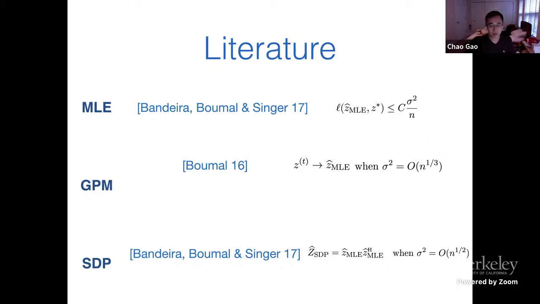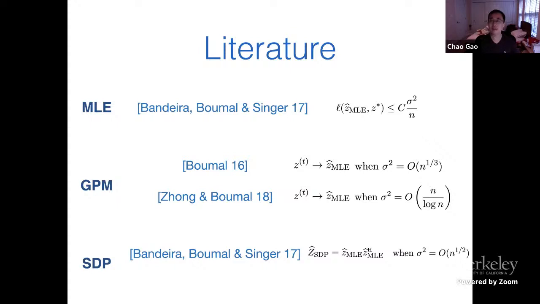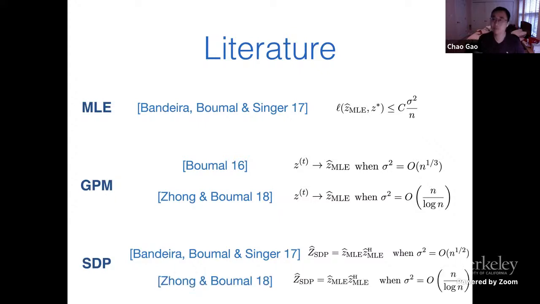Okay, and the two results have been improved recently by this paper, Chao and Nicolas Boumal. They used the leave-one-out argument in 2018 and were able to improve the condition significantly to sigma squared at most of order n over log n. So if you remove log n, then this is the sharp condition. This is actually, as I will discuss later, slightly stronger than what is necessary. And under the same condition, the same authors were also able to establish the tightness of SDP, showing SDP is rank 1 under this condition.